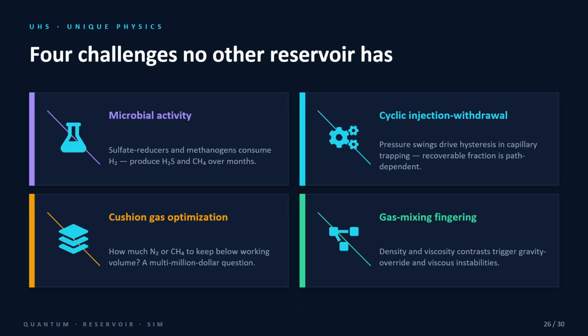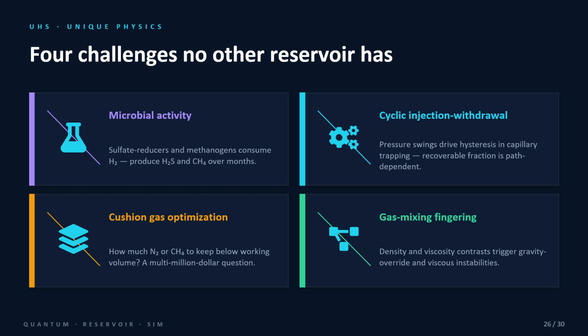Four challenges no other reservoir has. Underground hydrogen storage has several unique physics challenges. The first is microbial activity. Some microbes can consume hydrogen and produce methane or hydrogen sulfide. This can reduce hydrogen recovery and create safety or corrosion concerns.